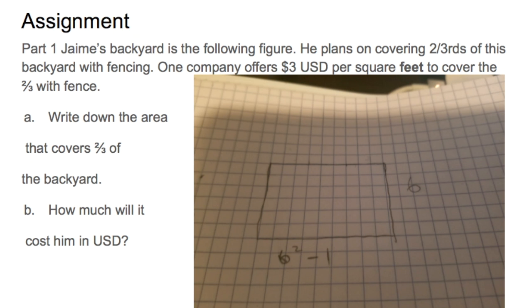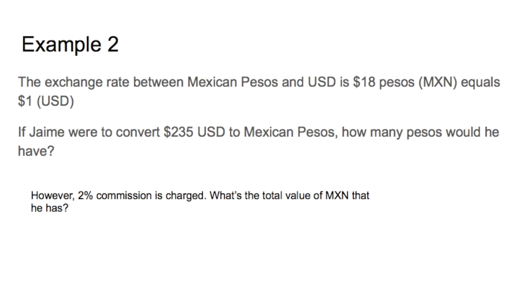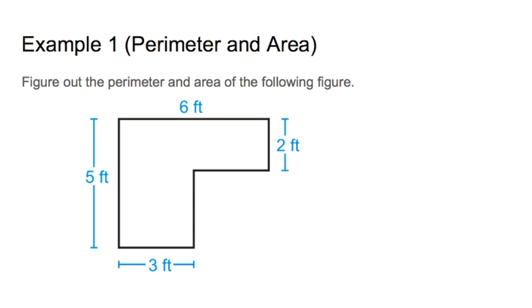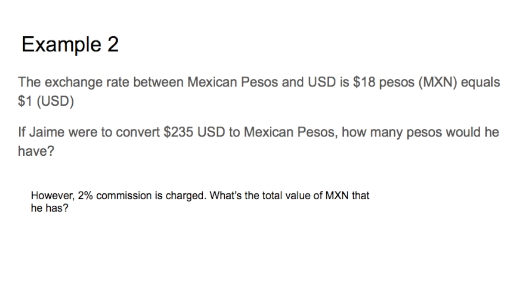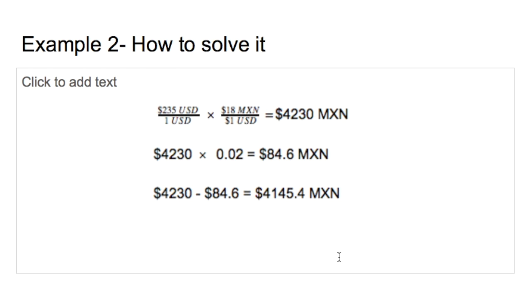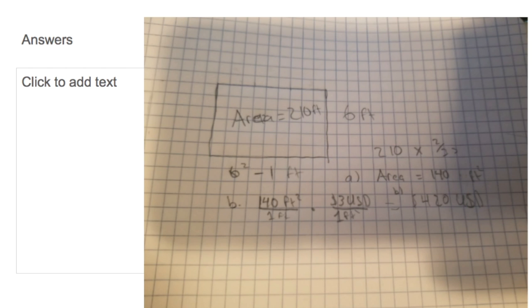And yeah, that has been your lesson today. Make sure you took notes around perimeter and area, and most importantly, conversion factor and how to use dimensional analysis, which is what we've learned right here. And these are the answers to your homework. Thank you.